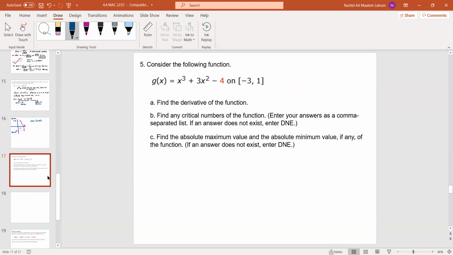All right, so we're going to work on another example, and this is -3 to 1, and this is a cube function. So it's broken into parts. Find the derivative. After you find the derivative, find any critical numbers of the function and find the absolute max and min.